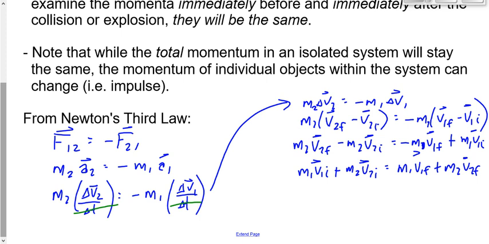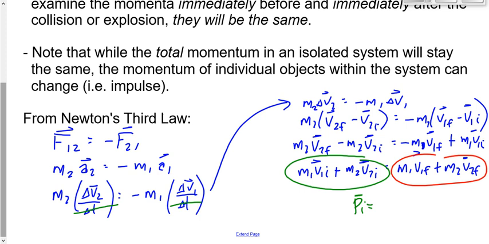What do we have here? m1 v1i, well, that's the initial momentum of object number 1. m2 v2i, the initial momentum of object number 2. So what we're saying is that this is the total initial momentum. And this, m1 v1f, that's the final momentum of object 1. m2 v2f, the final momentum of object 2. That's the total final momentum. So now we're saying that the initial momentum is equal to the final momentum, which is exactly what we said a few minutes ago. In an isolated system, the total momentum remains constant. We don't gain or lose momentum if we have no external forces.